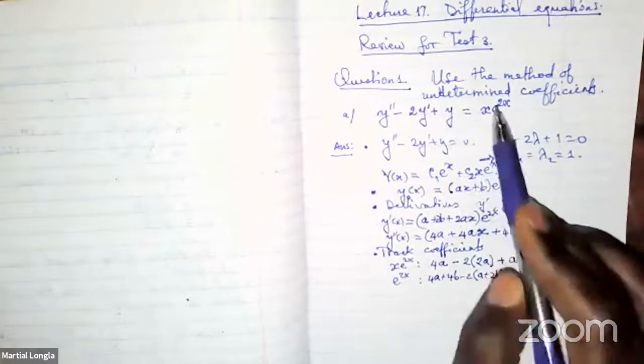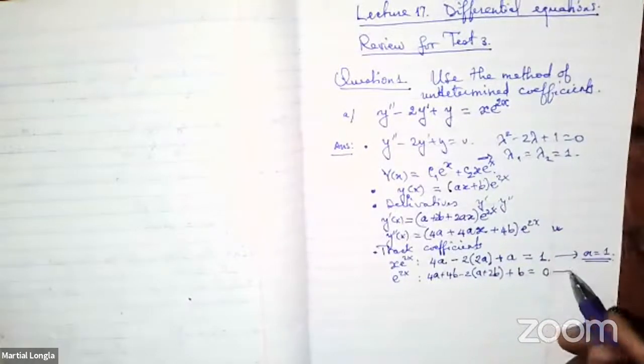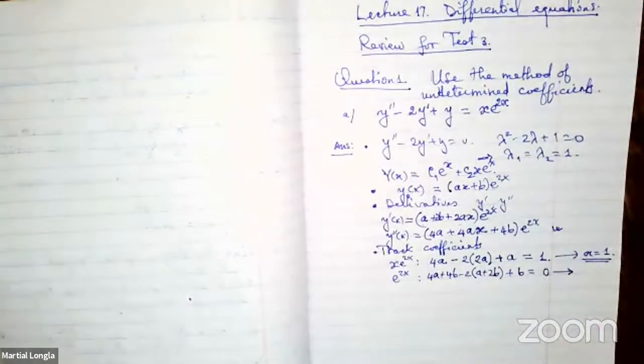0. 0, because there is no e to 2x by itself. It's x always times e to 2x. So here you got 0. And now this one you're going to solve to get the value of b, because you already know a.